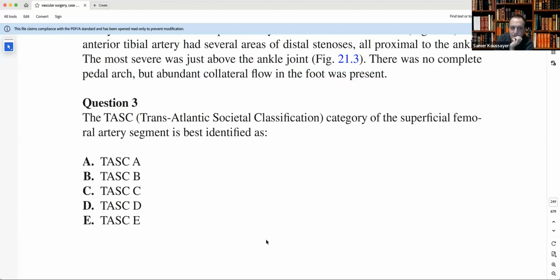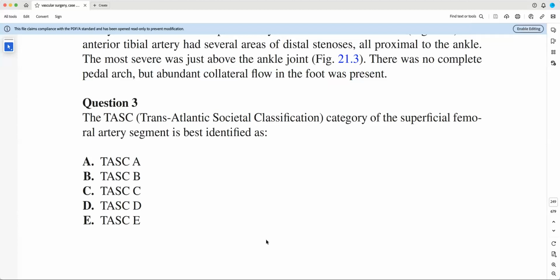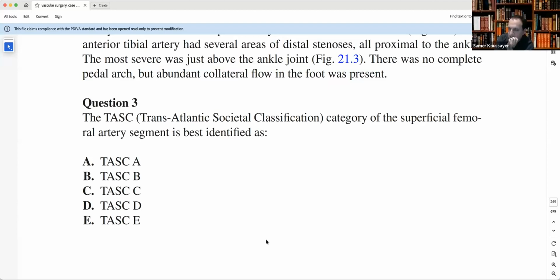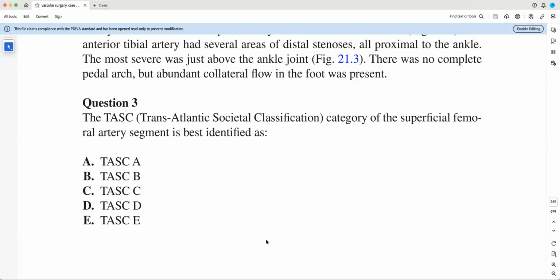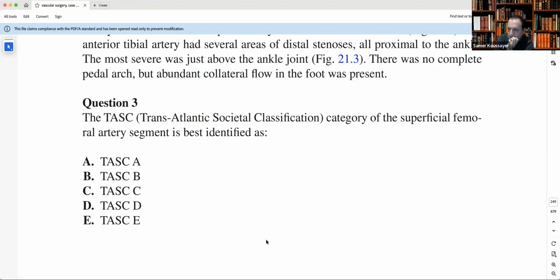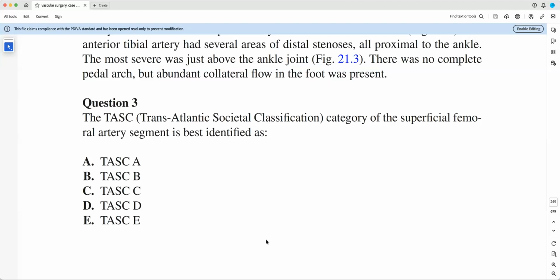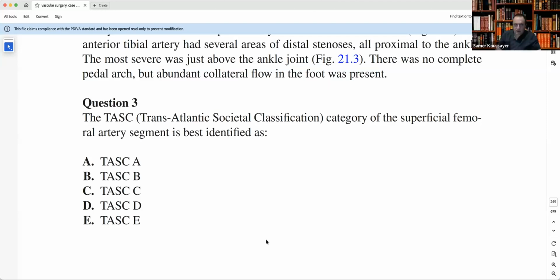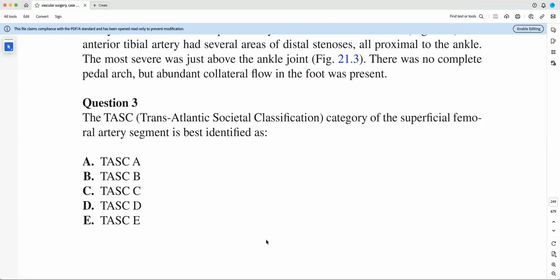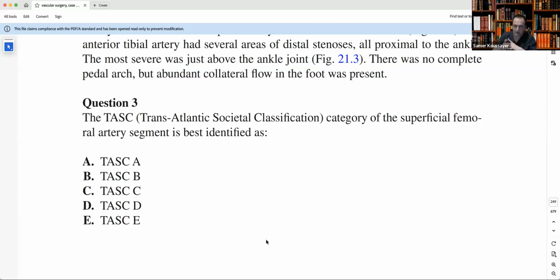What about TASC B? TASC B, when there are multiple lesions, each one usually short, less than 5. Correct, yeah. Or a single stenosis less than 15 cm. Correct, that's good, guys. So this is B. C? C, as I remember, if it's more than 15 cm. Yeah, because last time I went to 15, so it has to be more than 15.